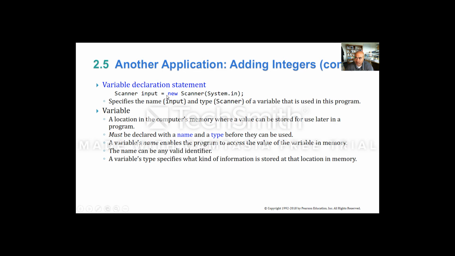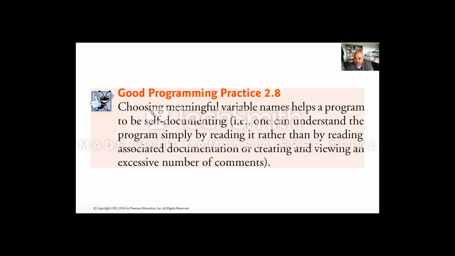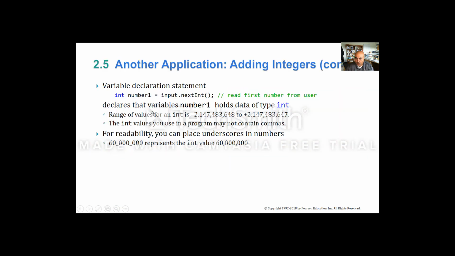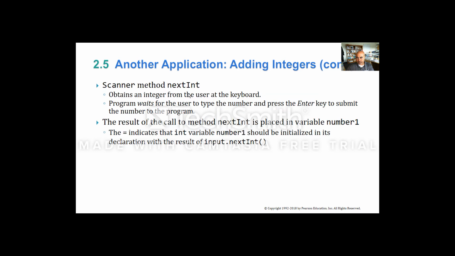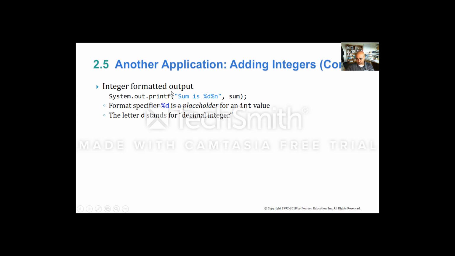So this is the one that I was referring to earlier. This is your input, and this is how you would define your input object. This is your Scanner class, and you can go ahead and read through it. When you define your variable, this is basically what you use. So nextInt is the method that you use to take in an integer value. This is your arithmetic, also sometimes referred to as the expression, and this is your integer formatted output.